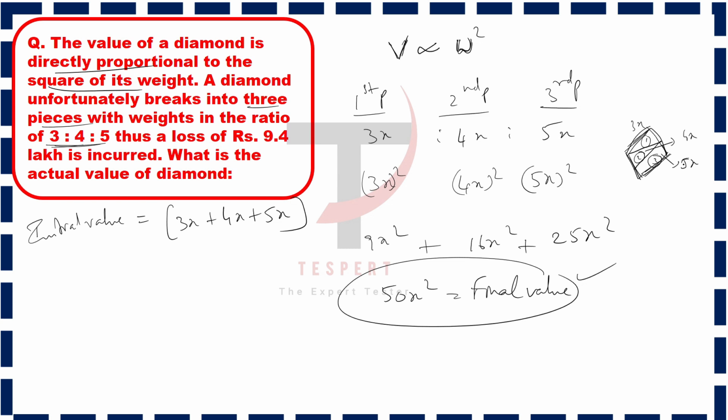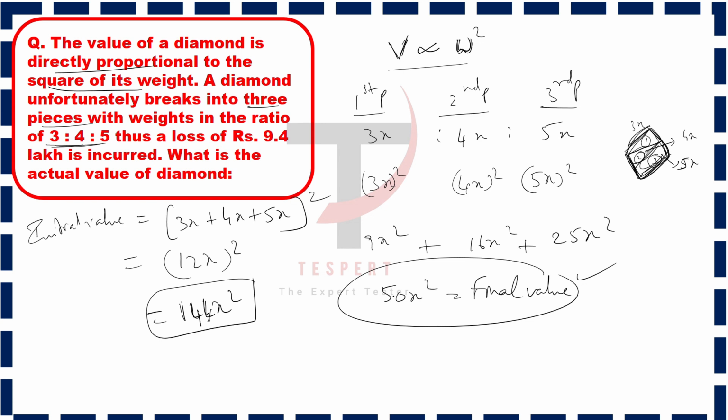We calculated the individual ratios here, right? We have taken the values of individual parts. Now in order to calculate the initial value, we are combining all this, because 5x, 4x, and 3x, if we combine this, then it will be a diamond, right? So 3x plus 4x plus 5x whole square, because the value is directly proportional to the square of the weight, which is 12x whole square, that is equal to 144x square, right? 144x square was the initial value, and 50x square is the final value. See, this is the difference. Why has this difference come?